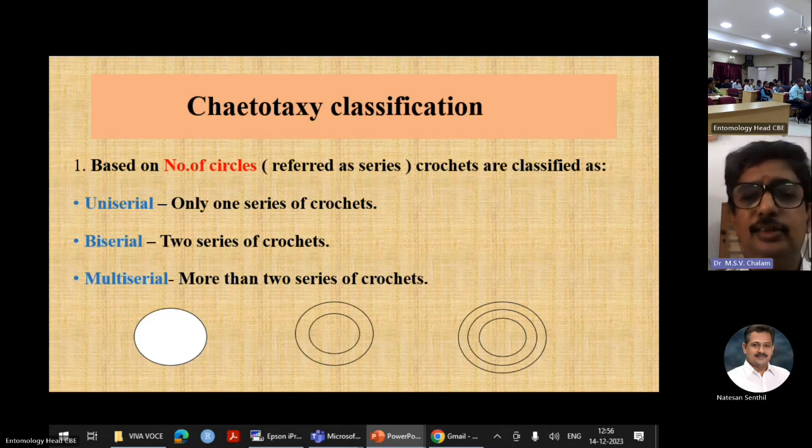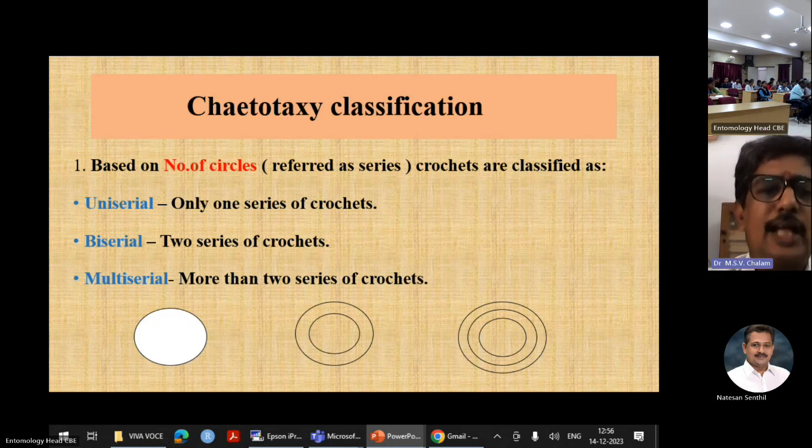Now you see, the first one is based on crotchets. How to study the crotchets? We all know that on the proleg we will be observing a soft, pad-like, cushiony structure which is referred to as the planta. On the planta we will be observing several hook-like structures which are called crotchets. These crotchets may be arranged in different circles.